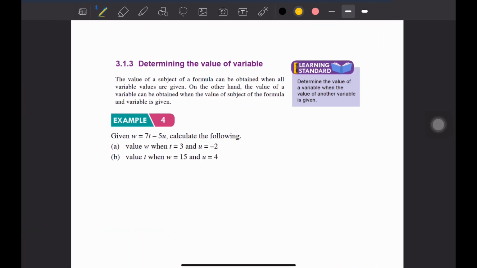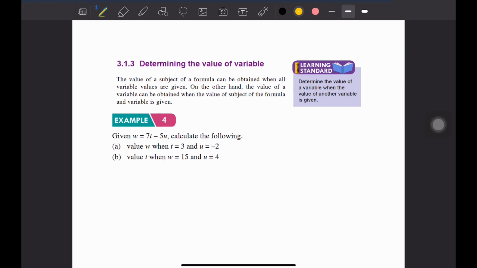Okay, the next learning standard. Determine the value of a variable when the value of another variable is given. This is interesting. Determining the value of variables. The value of the subject of a formula can be obtained when all the variables' values are given. On the other hand, the value of a variable can be obtained when the value of the subject of the formula is given.